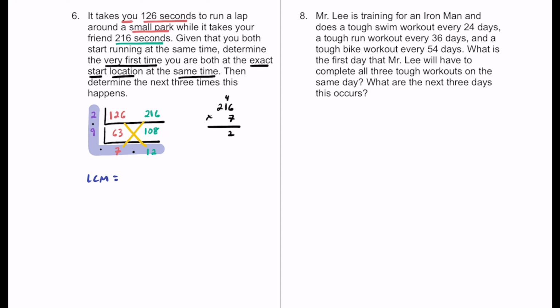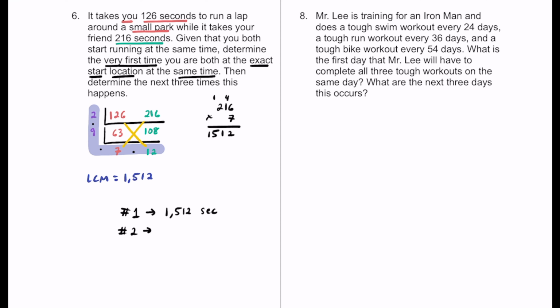7 times 1 is 7, plus 4 is 11, carry the 1. 7 times 2 is 14, plus 1 is 15. So for the LCM, I'm getting 1,512. All right, so based on that, I think that the first time that you guys will be back at the same location is going to be at 1,512 seconds.